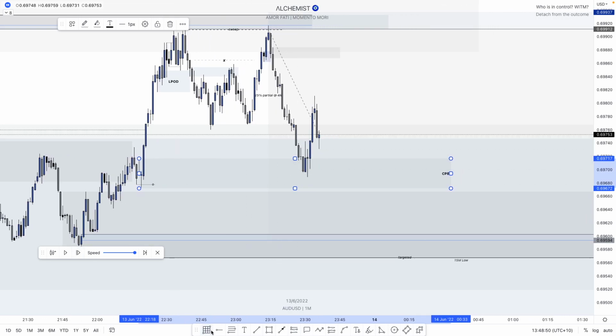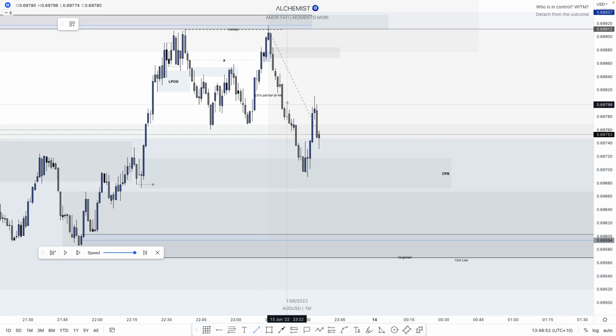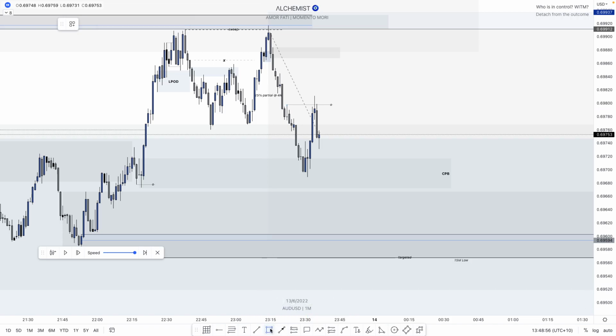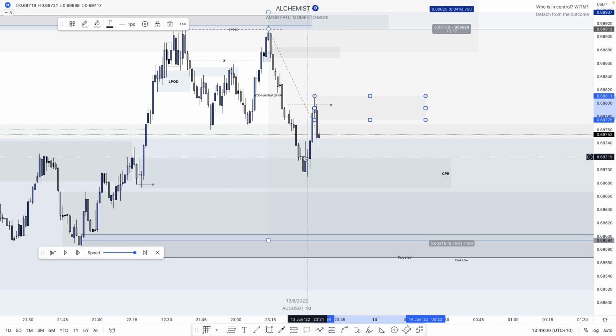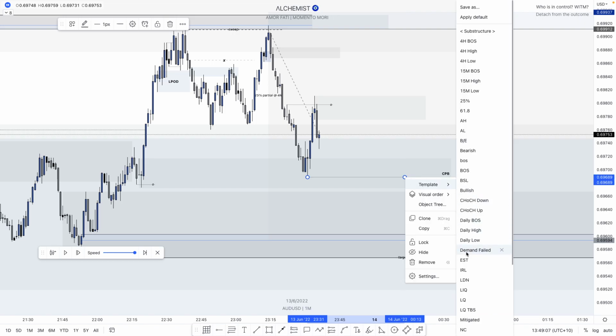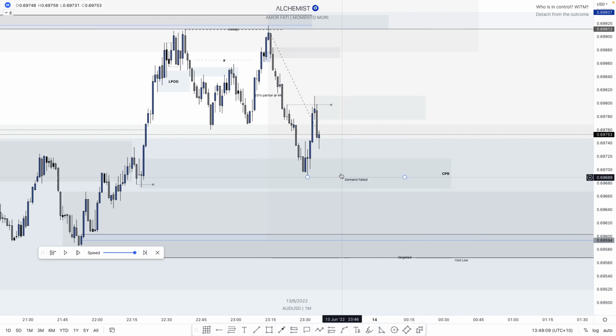There we go, we got our pullback. We can see that this has swept above here. So now that we have had that, and once we see demand fail here, so if we get this demand failing, and why this is demand is because it's put in a higher high than this. If this demand fails, then this would be valid for a continuation entry just as a scaling.